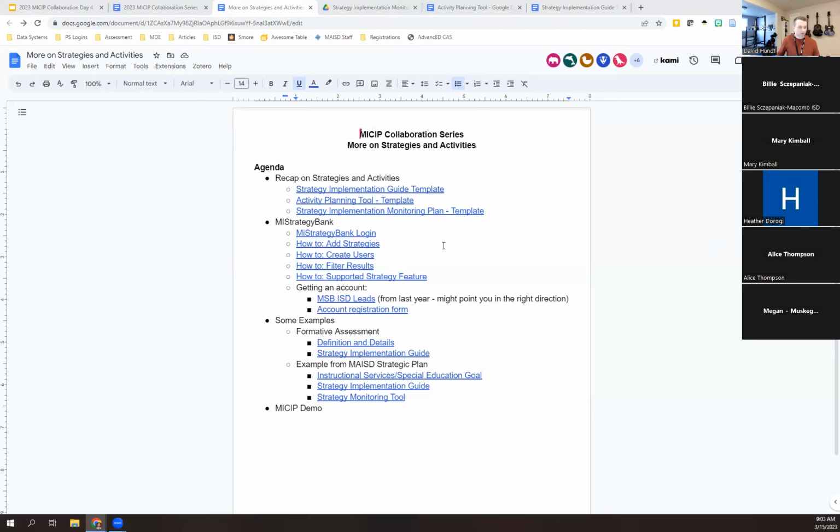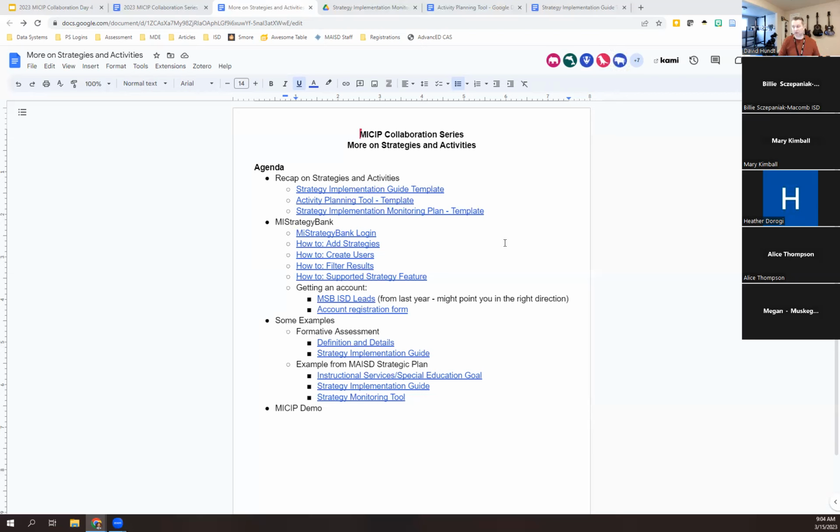So I wanted to talk about the Strategy Bank a little bit. It's the only way that you can get strategies into MICIP, and there are a ton of strategies in there. They pulled a lot of them in from our national clearinghouses. A lot of our statewide organizations put strategies in there. So there's already a ton of strategies in there, and likely what you're looking for may already be in there, or something that's pretty close to it.